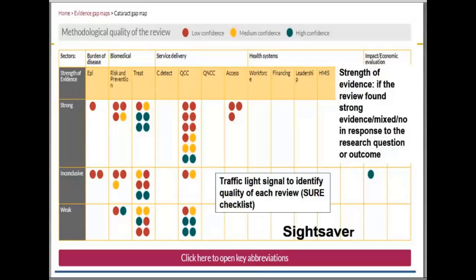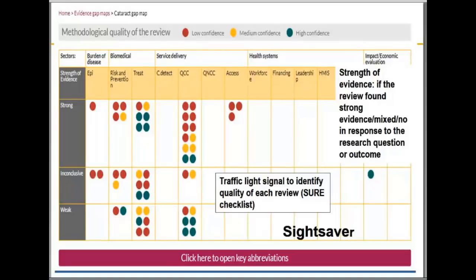Here's the Sight Savers map. It looks a bit similar to the 3ie map, but actually has some very important differences. All of the Sight Savers maps are related to visual disabilities, visual impairments, and this one is for cataracts. If you look across the top row where the column headings are, you'll see that they have a number of outcomes around burden of disease, biomedical outcomes, service delivery outcomes, and health systems outcomes.